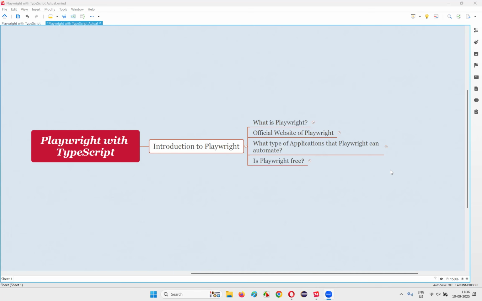As part of this session, I'm going to cover the next topic, that is, is Playwright a free tool or not? The answer is yes. Playwright test automation tool is completely free. You don't have to pay a single buck for using this Playwright test automation tool. No license cost. It's absolutely, completely free, guys. Not only free, it's also open source.